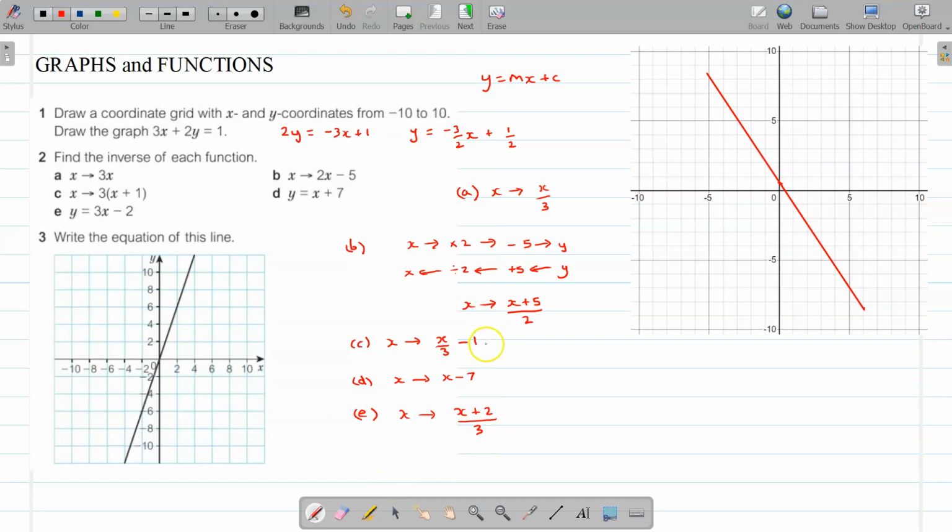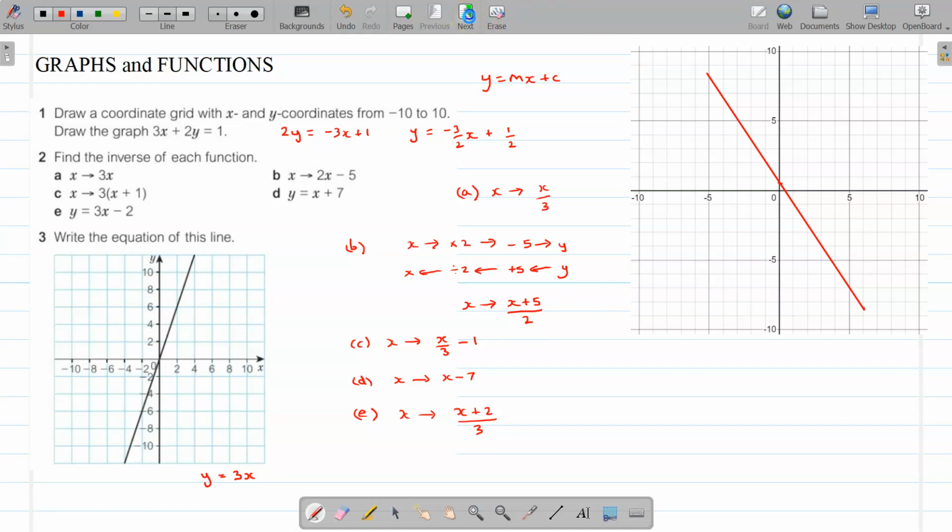Okay, and that's the answer to question 2. Question 3, write the equation of this line. Well, it's got a gradient of 3 and it goes through the point 0, 0. So for every 2 you go across, you go up 6. Got a gradient of 3. It's simply the line y equals 3x plus 0, if you like, which is just y equals 3x.